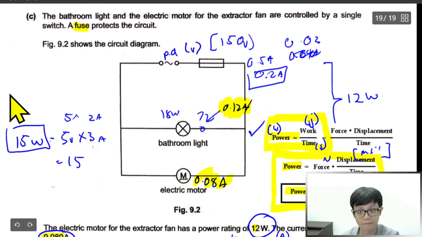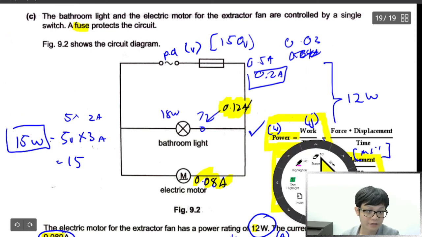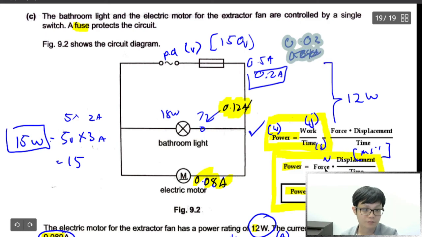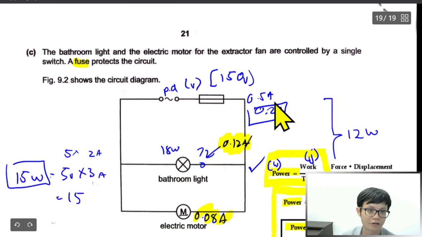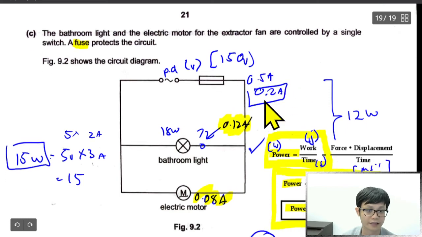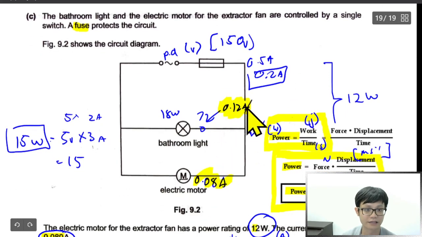So let me take an eraser and erase this thing. It's messy. So 0.5 is suitable. It must be below the range 0.5. It must be low, it cannot be above. If it goes above, the fuse will break. So now we know already. The reason I do it here is so that it's easier for you to see.